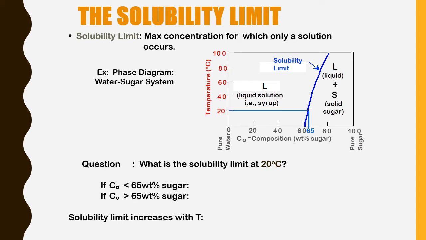0 over here is pure water, meaning to say we have 100% pure water, and this one 100% pure sugar. 100% pure sugar meaning to say 0% pure water. 0% pure sugar meaning to say 100% pure water. I hope you understand the concept of solubility limit.